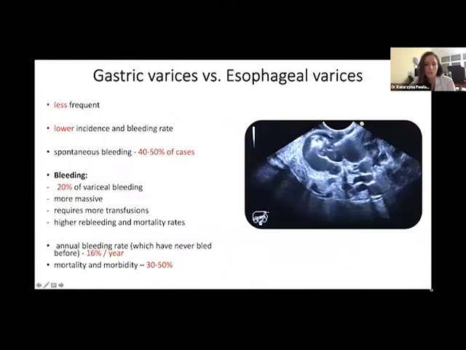Here you can also see the differences between gastric varices and esophageal varices. Gastric varices are less frequent, with a lower incidence and bleeding rate. Spontaneous bleeding occurs in about 40% of cases. When gastric varices bleed, the bleeding is more massive and requires more transfusions, and the rates of mortality and re-bleeding are much higher than in esophageal varices. The annual bleeding rate is up to 60% per year, with high mortality and morbidity of up to even 50%.